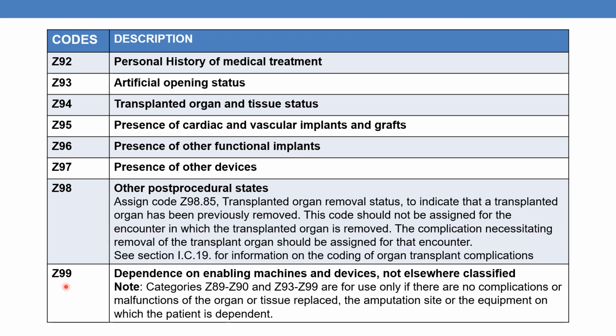The next is Z99, dependence on enabling machines and devices not elsewhere classified. One important note is categories Z89 to Z90 and Z93 to Z99 are for use only if there is no complication or malfunction of the organ or tissue replaced, the amputation site, or the equipment on which the patient is dependent. These status codes should only be used if there is no complication. Whenever there is a complication due to any of these, then the complication code must be coded, not the status code.